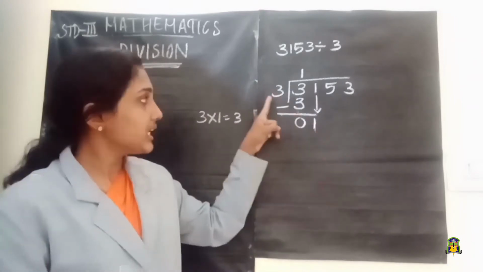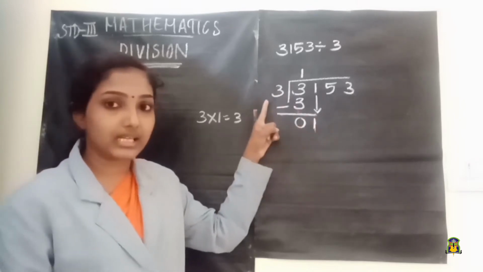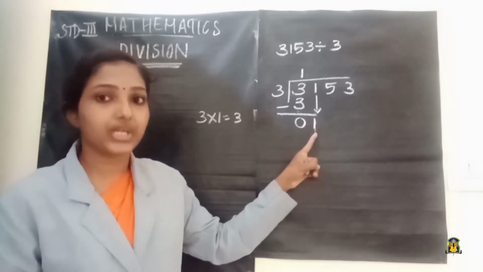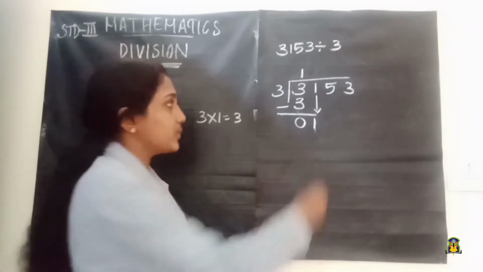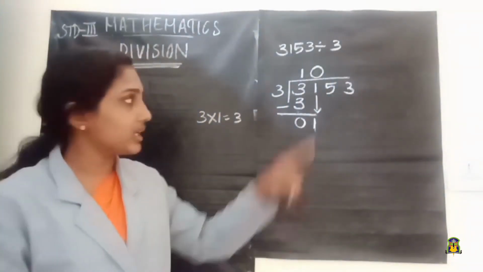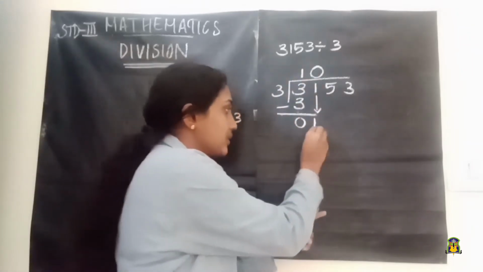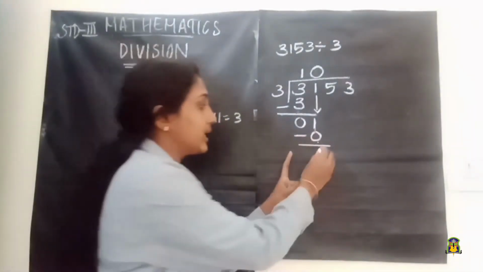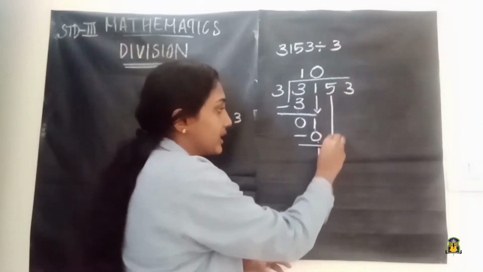1 is less than this divisor, less than 3, right? When a number is less than the divisor, what will we do? We will put a 0 in the quotient place. Now it's 3 into 0. 3 into 0 is 0 itself, and we are subtracting: 1 minus 0 gives 1. Now we are bringing down the next digit.